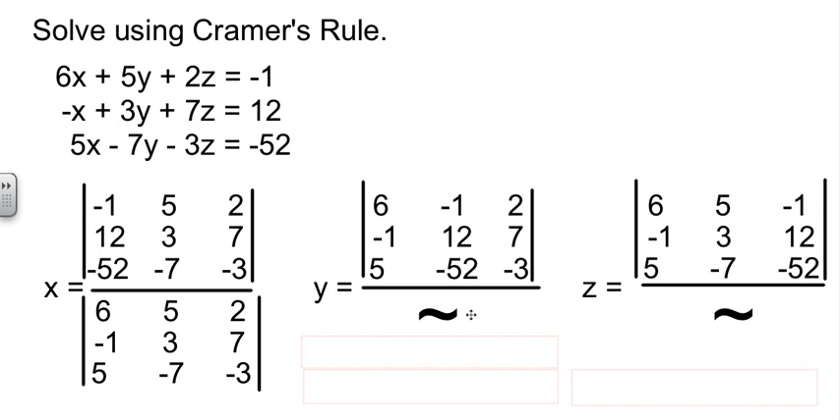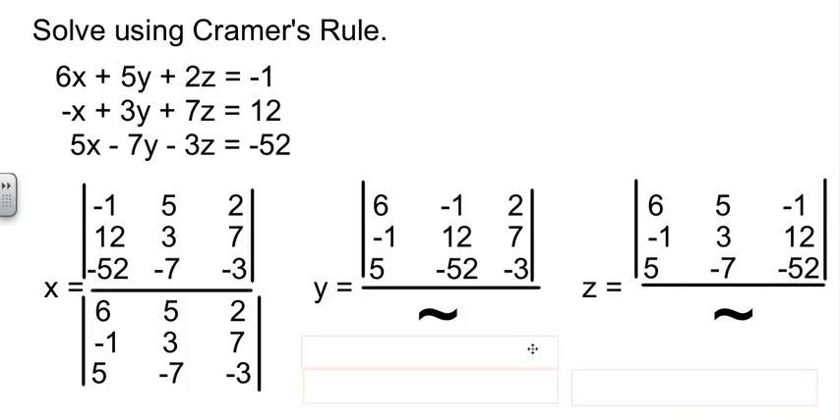Now you'll notice I've got this little squiggle here. Okay, there's no sense in making you write out this matrix again and again. We know it's going to be that matrix. So I'm going to let you use my little shorthand here and just put a squiggle to say it's the same thing, so you don't have to calculate it.